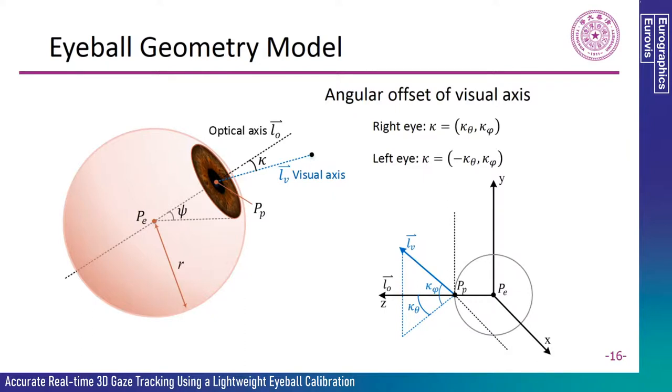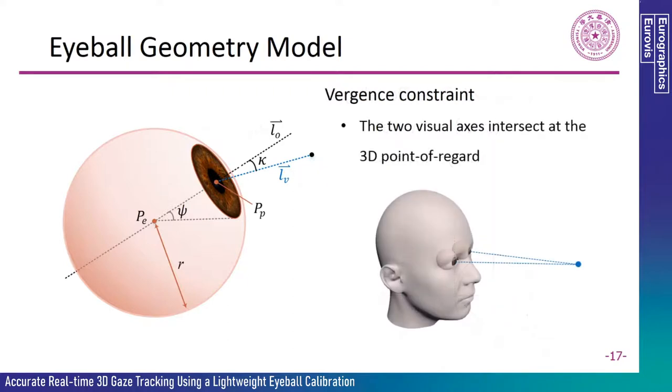We further model kappa with a symmetric polar angle kappa theta and an anti-symmetric azimuthal angle kappa phi, as shown on the right. In addition, as mentioned before, when the person is looking at a 3D point in space, the visual axes have to intersect at this point. It's defined as the vergence constraint, and used in the estimation of eyeball rotations and 3D gaze.